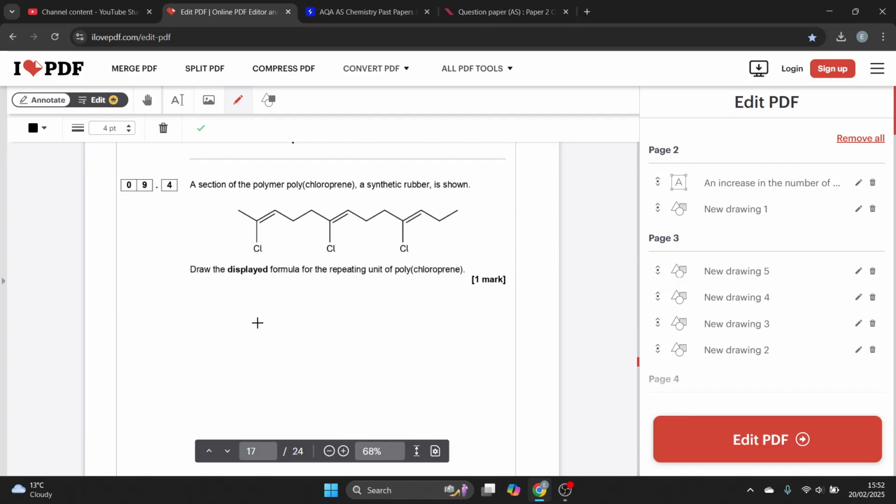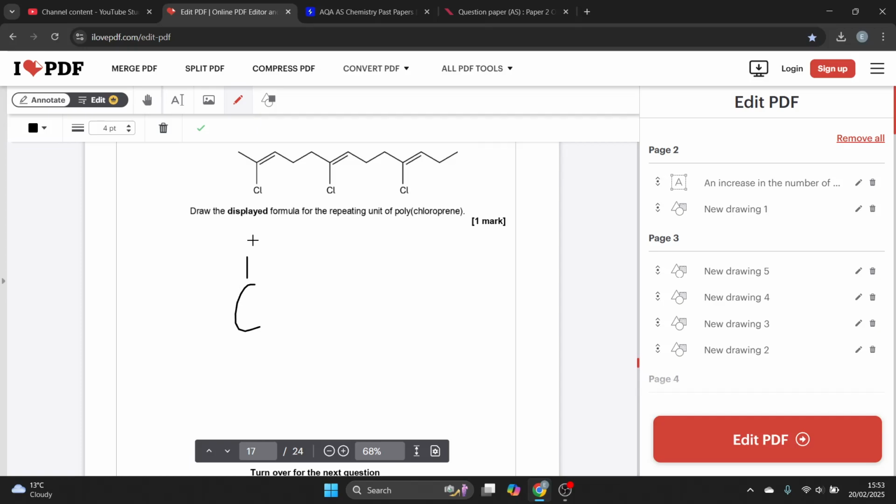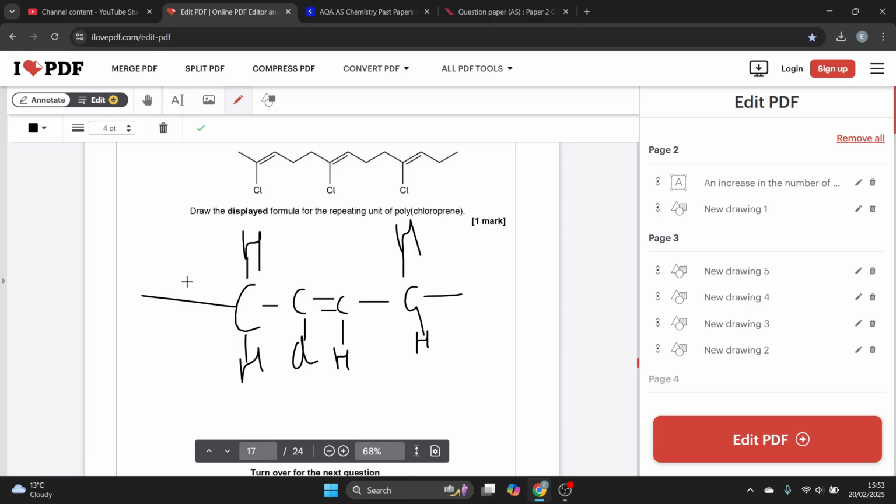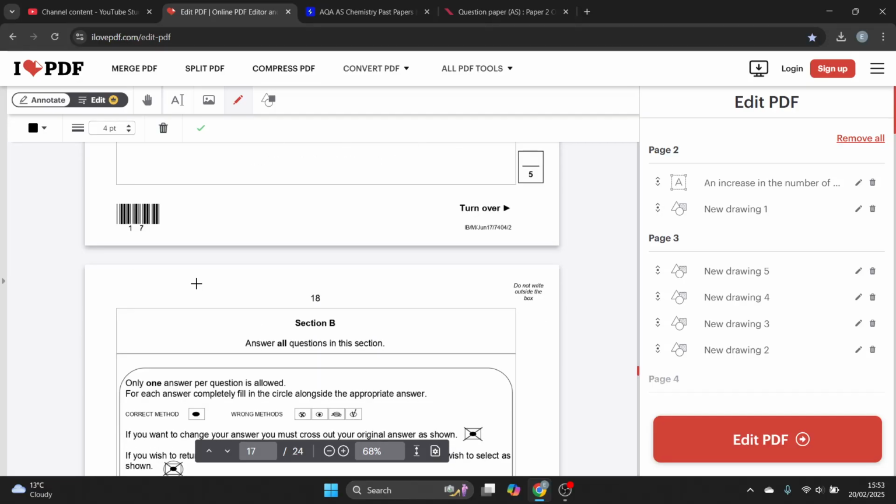Give the displayed formula for the repeating unit of polychloropropene. So polychloropropene, you've got CH2, CCl, CH, and CH2. So it's just going to be CH2, C, you've got your Cl here, hydrogen here, and then your CH2. And remember, repeating unit, displayed formula for the repeating unit, so show the bonds sticking out. And that is the end of section A.